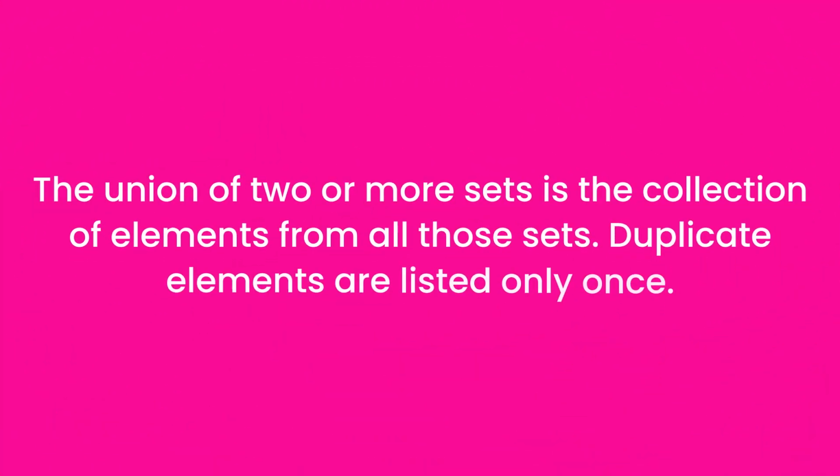The union of 2 or more sets is the collection of elements from all those sets. Duplicate elements are listed only once.